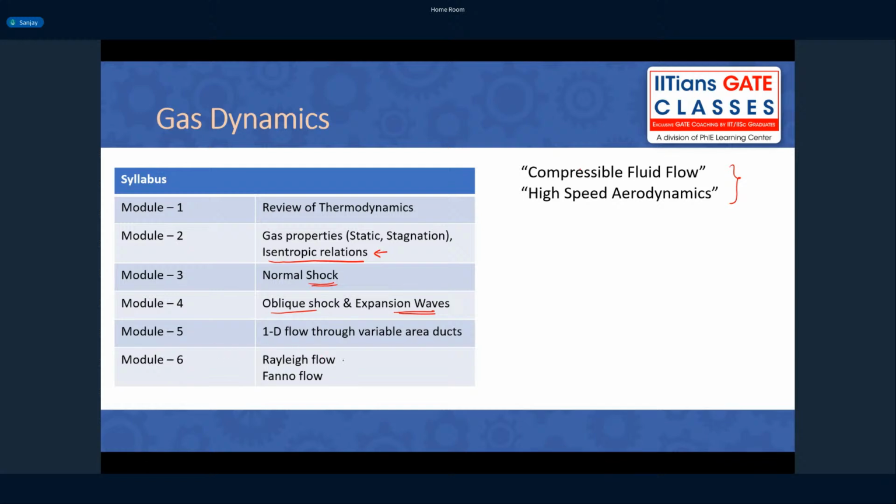And then in the last module, we will deal with some specific types of 1D duct flows called Rayleigh flow and Fano flow. These are again one-dimensional flows, but with heat addition or with friction. Again we will see how the gas properties change, and what happens when gas properties change inside these ducts or when the flow passes through a body. So this is all about gas dynamics.